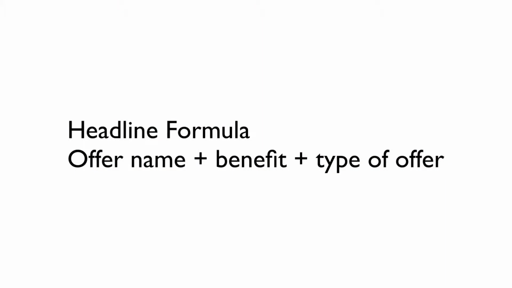So the next area is the headline, and this basically tells your audience what they're going to get, right? It's the headline of the ad. It's right below the image. It's bold. It's in big lettering, and there's a formula that I follow, right? You have the offer name, what you're giving away, the benefit, and the type of offer.